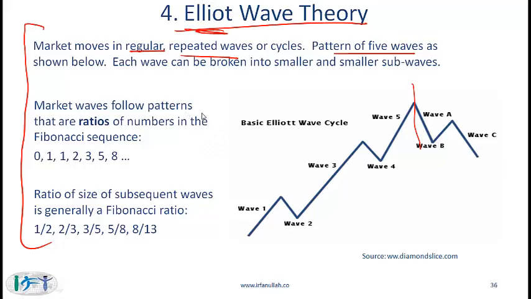Market waves follow patterns that are ratios of numbers in the Fibonacci sequence. And with the Fibonacci sequence, you have 0, 1, 1, and then every number is the sum of the previous 2 numbers. So 3 would be the sum of 2 and 1, 5 is the sum of 3 and 2. The reason this is useful is that we can use ratios such as 1 over 2, 2 over 3, 3 over 5, 5 over 8 to predict the size of subsequent waves. And obviously it is a correct prediction of subsequent waves that is going to be useful for a technical analyst.